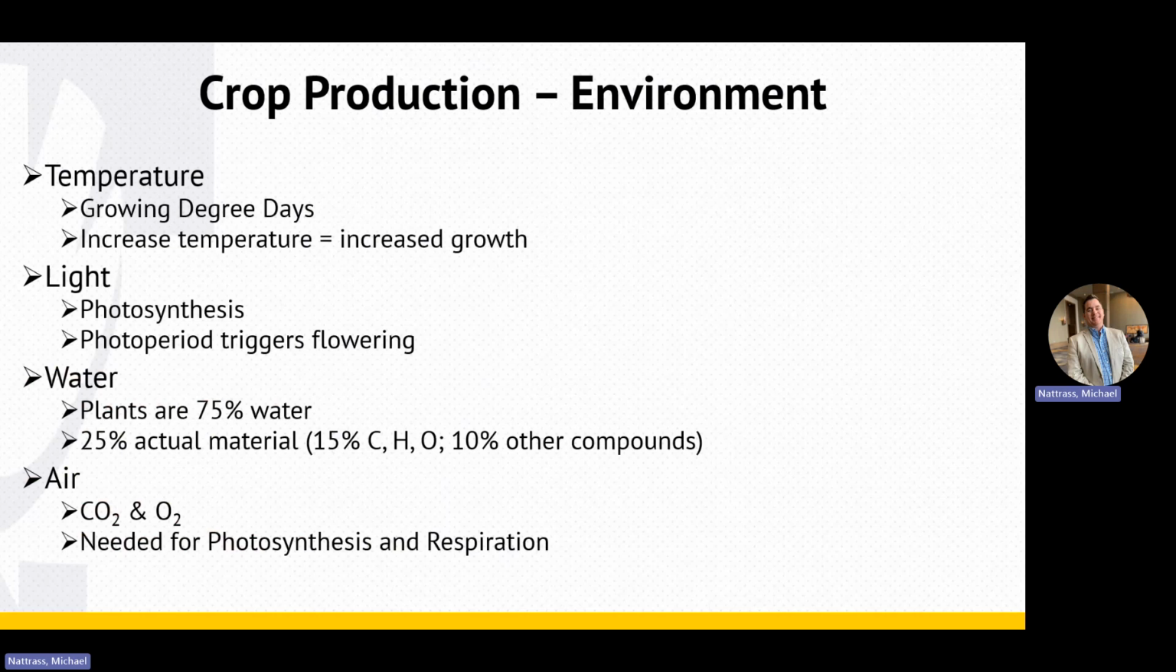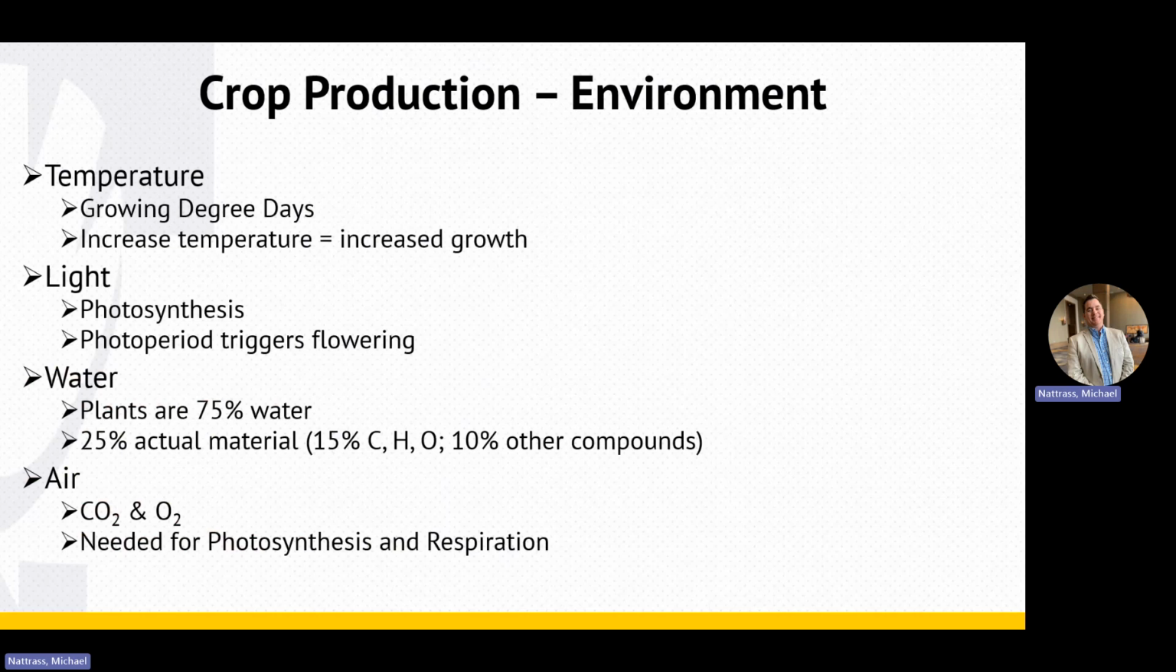Remember that the greater the roots, the greater the shoots, and the greater the shoots, the greater the roots. Also, photoperiod is going to trigger flowering. We have long day and short day, and that's actually a function of night length. As the days become longer, the nights become shorter, and as the days become shorter, the nights become longer. Currently we're headed into long day because the nights are getting shorter.